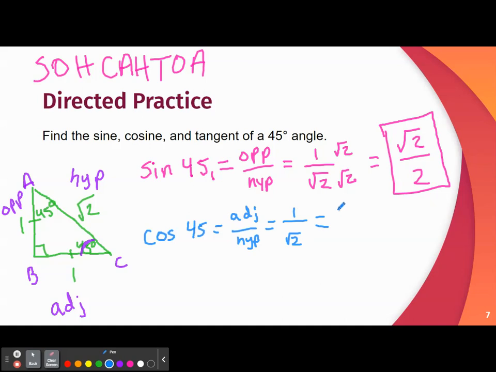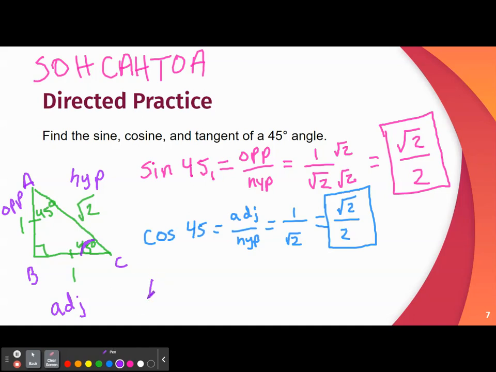0.70. Do you think that would be the same? Yeah, you got 1 over the square root of 2, and it simplifies to the square root of 2 over 2. And that's your answer. That's because your opposite and your adjacent side are the same number. So your answer is going to come out to be the same.